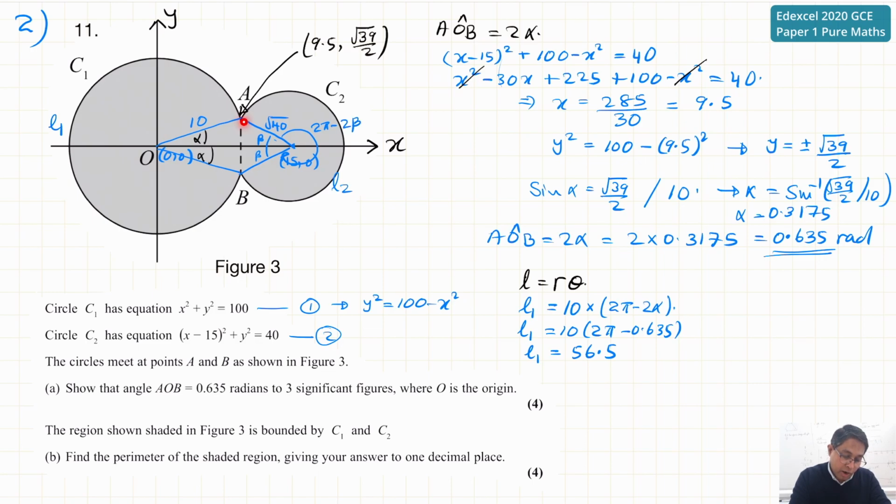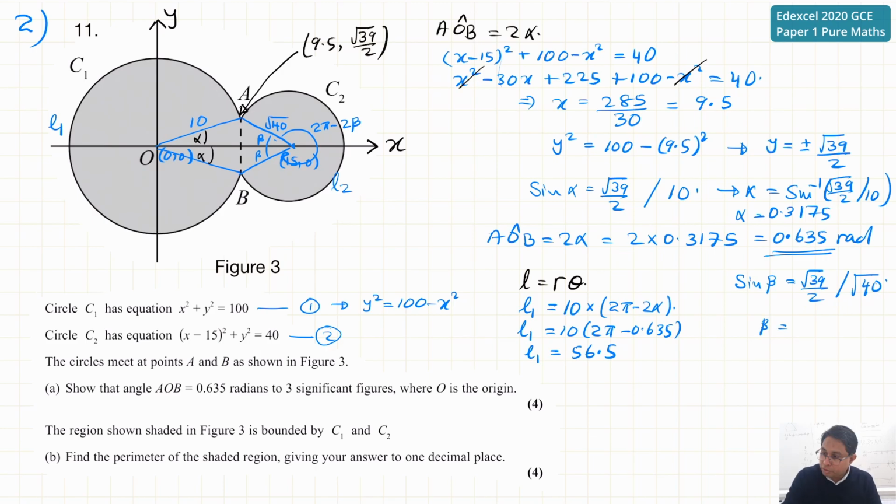If you take this right angle triangle here, you can write sine beta as this length divided by square root 40. Here we have a right angle triangle and we know this height is square root 39 over 2. Therefore, we can write the sine ratio for this small triangle. You can write sine beta equal to square root of 39 over 2 divided by square root 40.